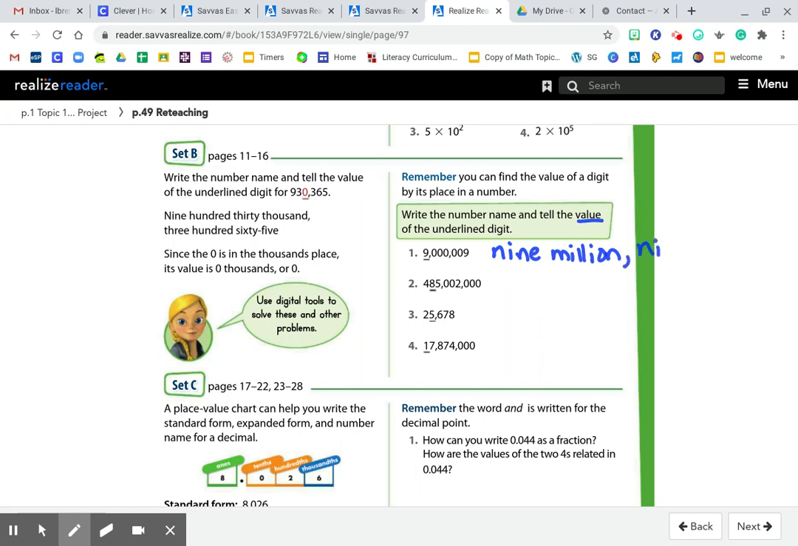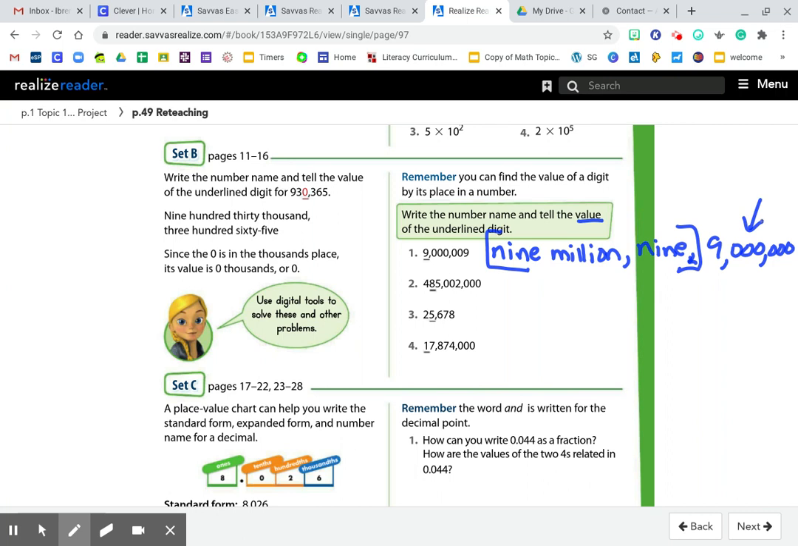That 9 just means 9. And the value of the underlined digit is 9 million. You can write it out in word form or number form. And number 2, 485,002,000. And we want to know about the underlined digit, which is an 8 here. So we write out the number name for it. 9,000,009 right here was the number name. And 9 million is the value of the underlined digit.